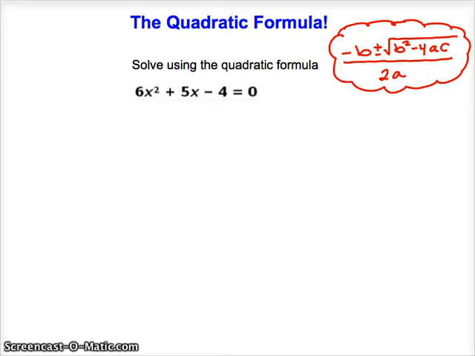Welcome everybody to today's lesson about the quadratic formula. The quadratic formula is used to find zeros of quadratic equations. The quadratic formula is most often used when factoring is not an option.